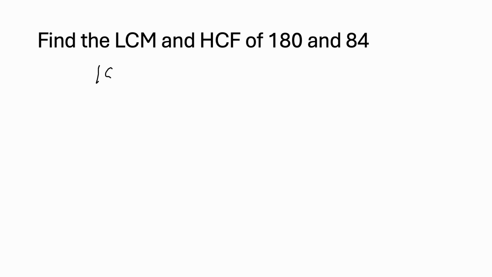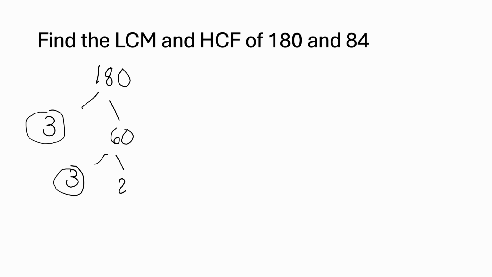So what we would do is find our prime factors for both these numbers, using our factor tree. 180 goes into 3, so we have 3 and then 60. 60 goes into 3 again, so 3 and then 20. Then you have 5 and 4. Then you have 2 and 2.